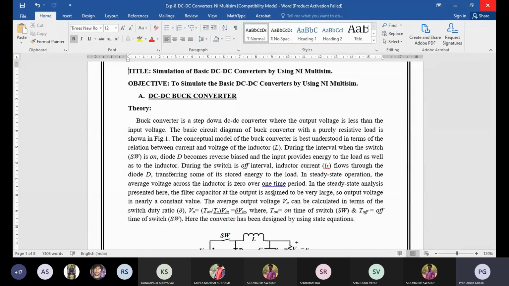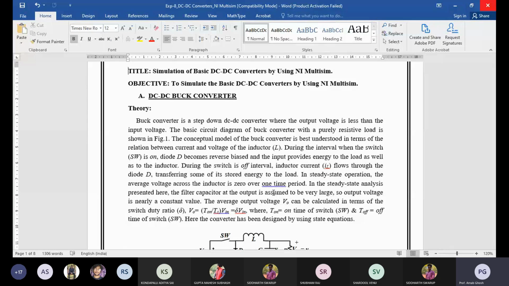Second experiment was controlled and uncontrolled full bridge rectifier with RL and RLE load, I think so. Then asymmetrical and symmetrical semi converter with RL and RLE load. That was experiment number 3.